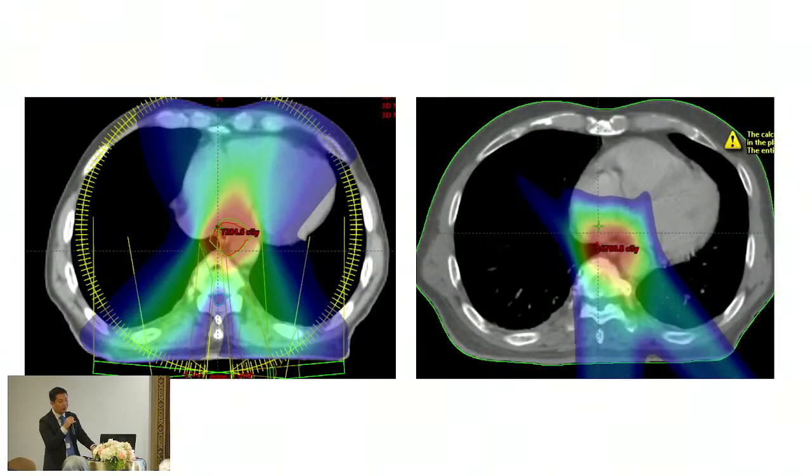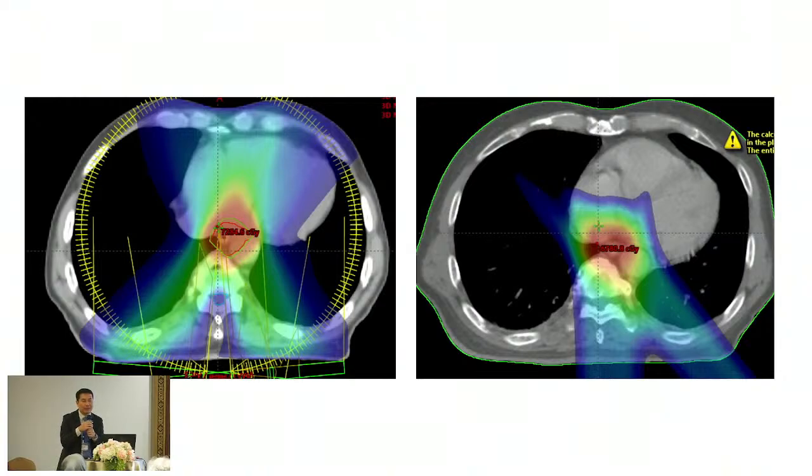This is also some cases of esophageal cancer, cancer of the esophagus. Esophagus cancer is one of the challenging diseases, because many times we do focused radiation to the esophagus, and also the heart and the lung, the surrounding organs, receive a dose of radiation.